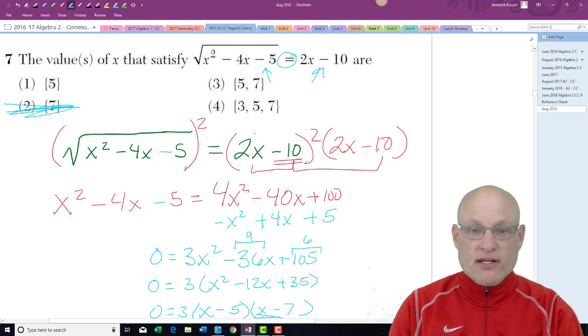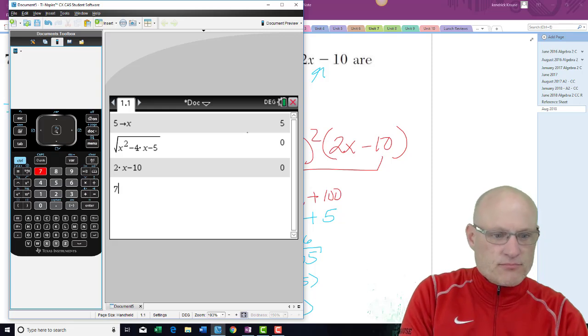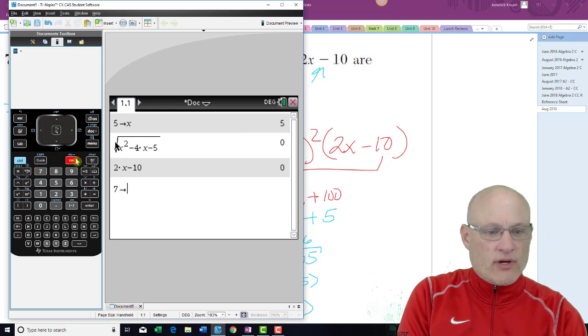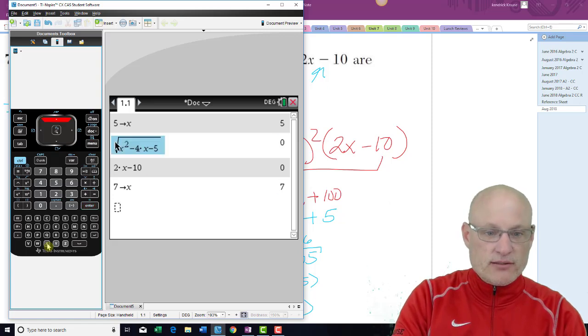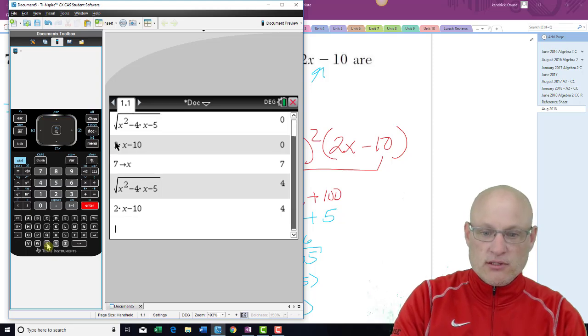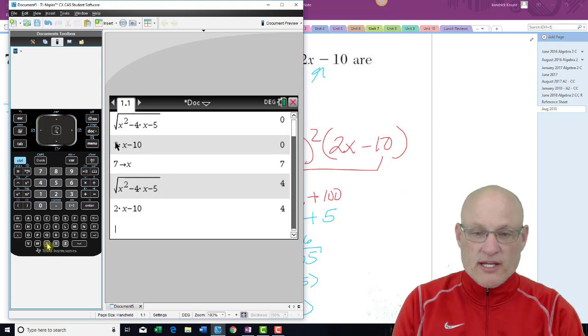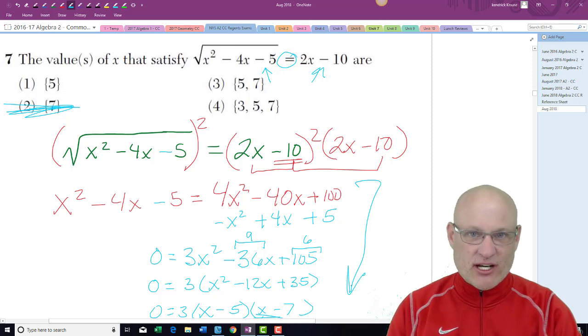So anything with a 5 in it works. This doesn't go. So now I've got to check 7. So 7, control var x. And I type in the left side, and I type in the right side, and I get 4s. Works. Now, since I actually went through all this work, I don't actually have to check 3 because I know 3 doesn't work. That's the answer.